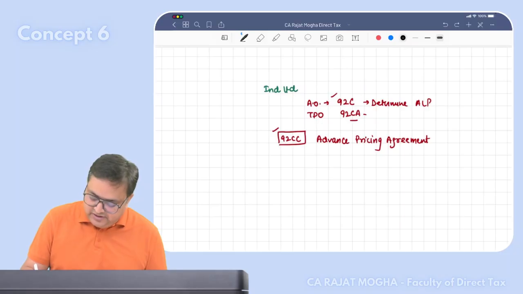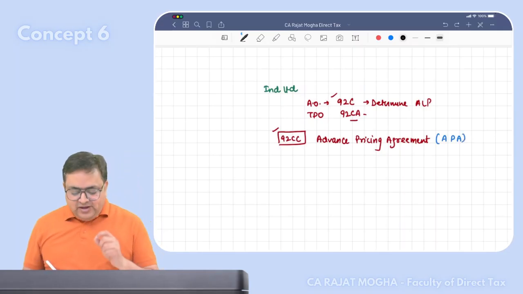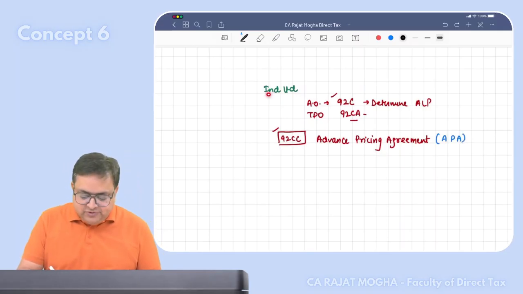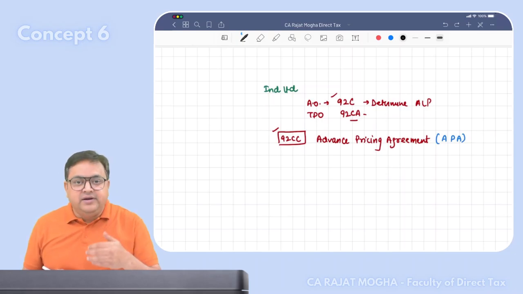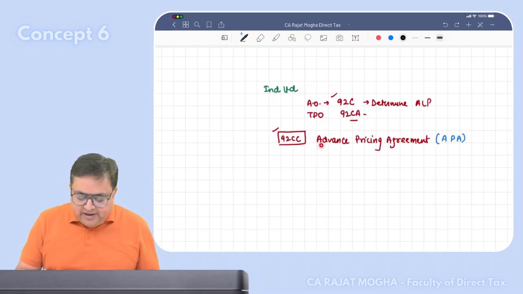Okay. And shortly we call it what? APA, Advanced Pricing Agreement, APA. So now today a person can actually approach the CBDT and say that, sir, I would like to enter into an APA. So what will APA help?